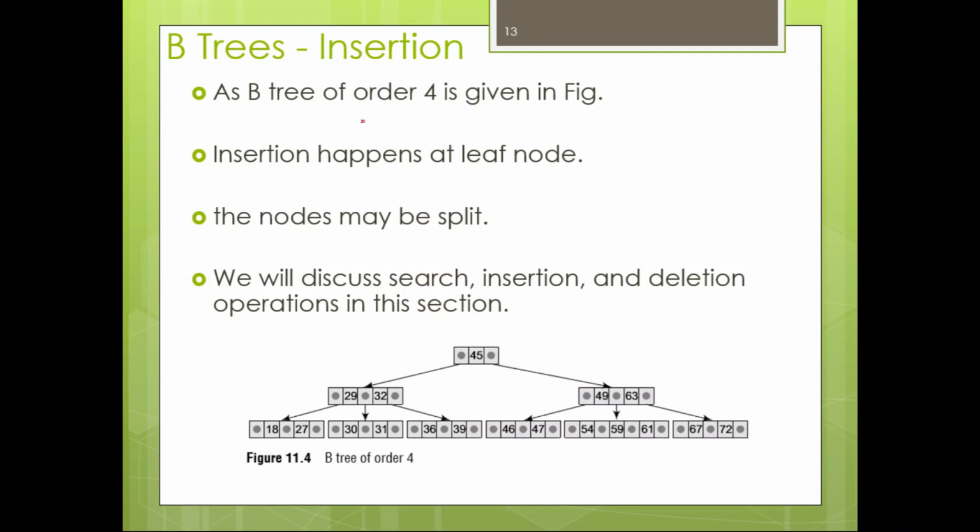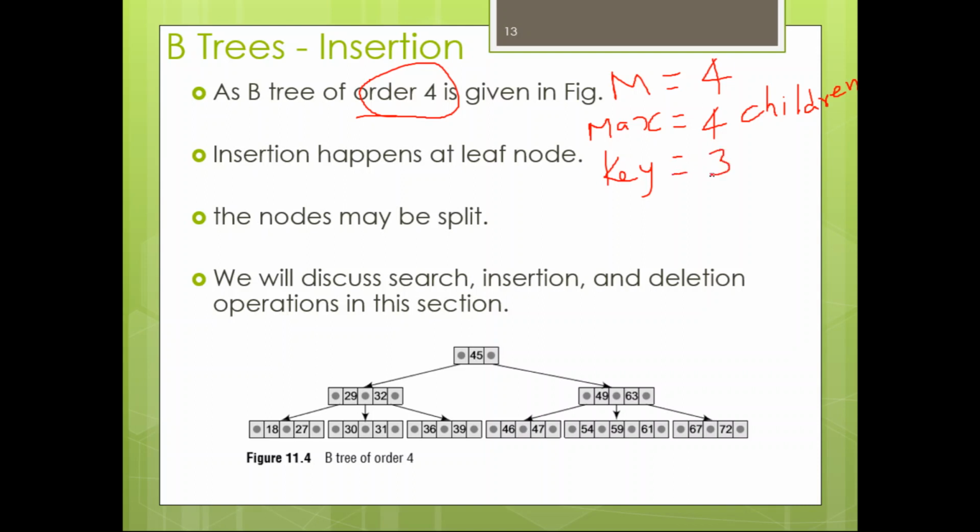A B tree of order 4 is given here. What is meant by order 4? Order means m is equal to 4. So m equal to 4 means each node can have a maximum of 4 children. And 4 children means how many key values? Each node can have a maximum of m minus 1 key values, that is 3 key values. 3 keys are possible.